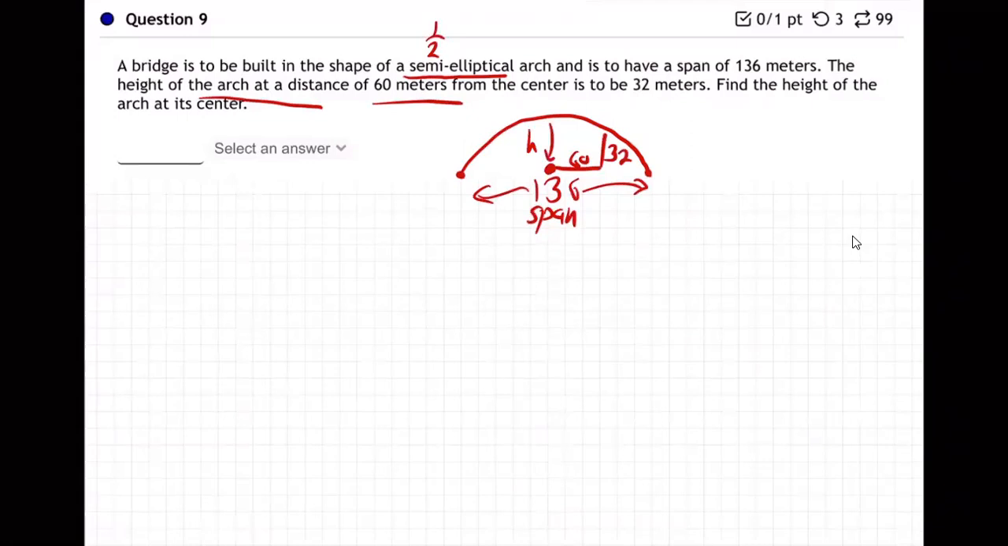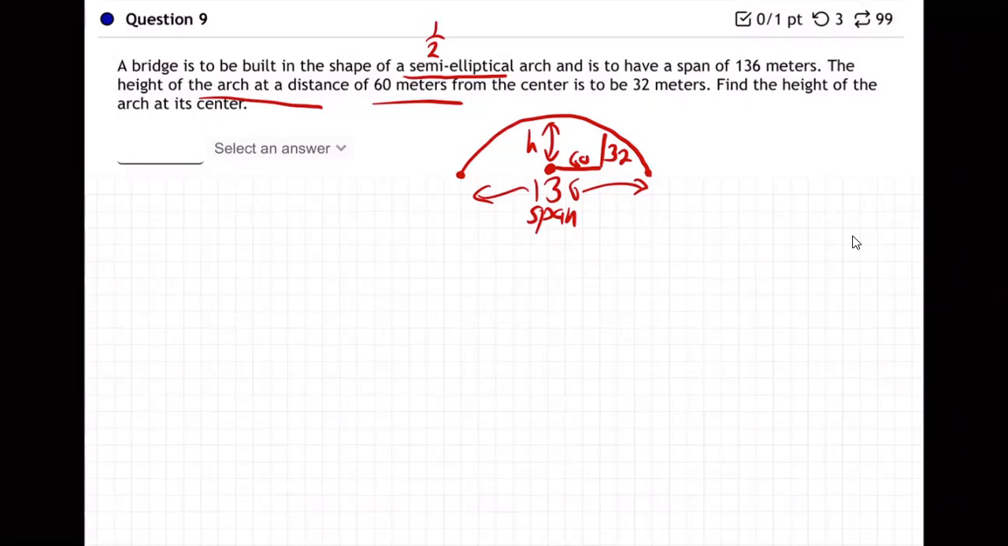What's the height at the center? How do we find that? I mean, are you kidding me? That looks like some difficult and fancy geometry, doesn't it? How in the world? Well, you know what we need to do? I think you probably already know. We need to put this on an axis system, and then we'll use the ellipse equations that we have learned.